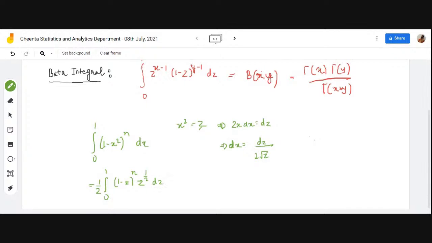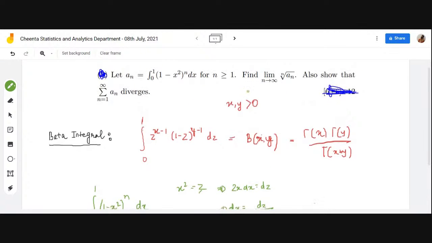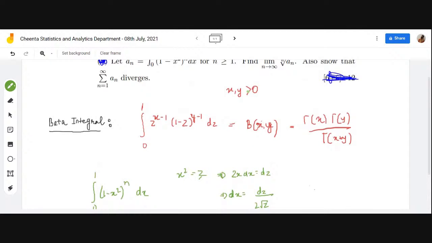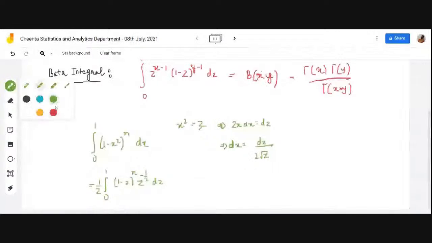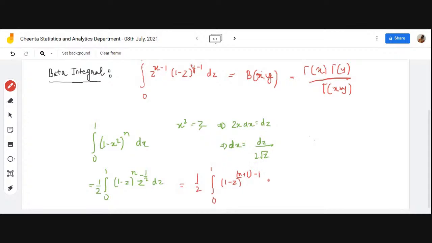Okay, so we have the condition x and y greater than 0, so x minus 1 can be at most minus half. So this is possible. Let's write it in terms of the beta integral. We get half into the integral from 0 to 1 of 1 minus z to the power n plus 1 minus 1 into z to the power half minus 1 dz. So this is equal to half times beta of n plus 1 comma half.